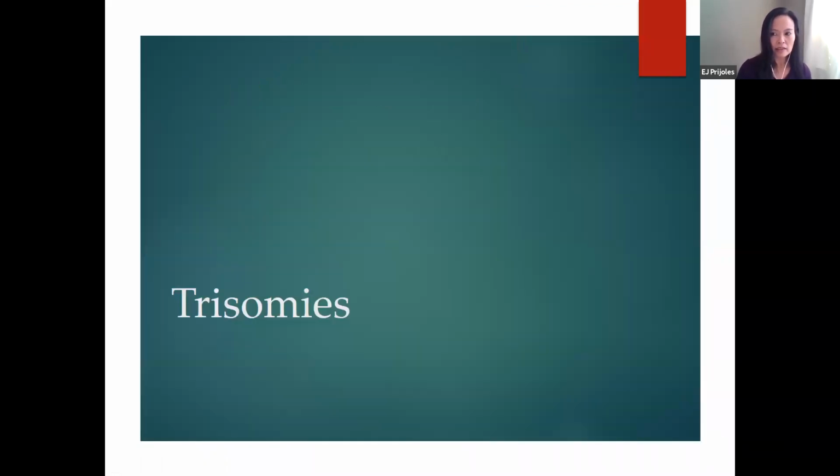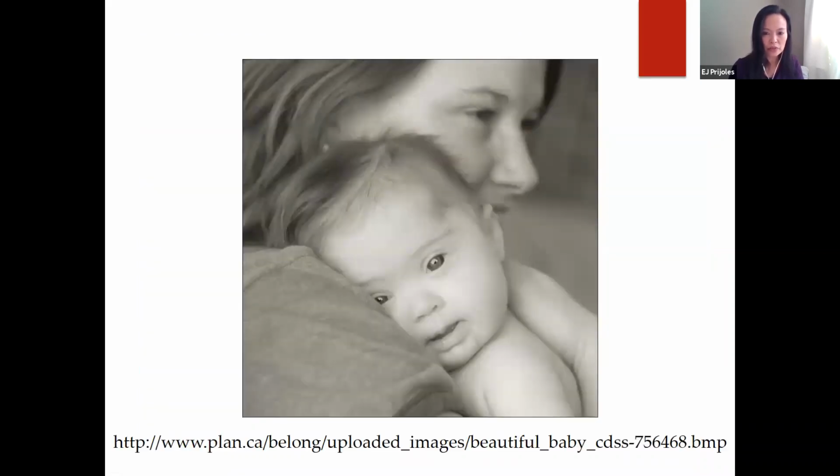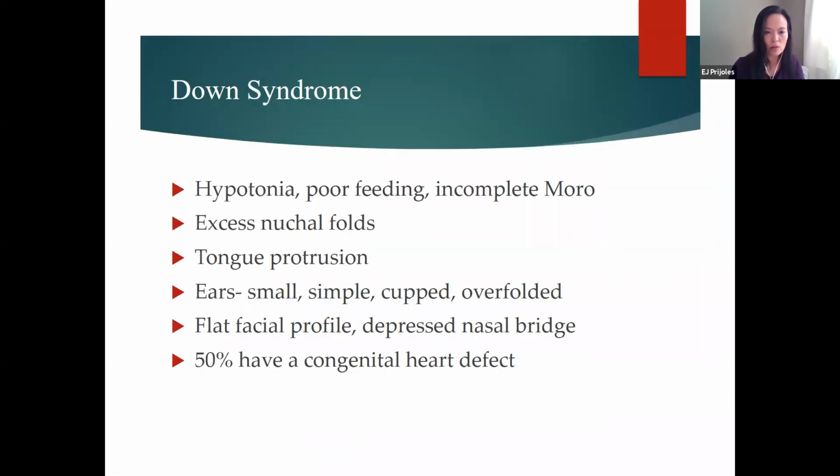And then again, just moving on through some syndromes that can have multiple birth defects. We'll move through these quickly. As many of you know about the common trisomies, including Down syndrome, where individuals can have hypotonia, poor feeding, excess nuchal folds, tongue protrusion, ear anomalies, and characteristic facial features that are noted in the newborn period. And about half of children with Down syndrome have a congenital heart defect. And so getting that cardiac evaluation is important.